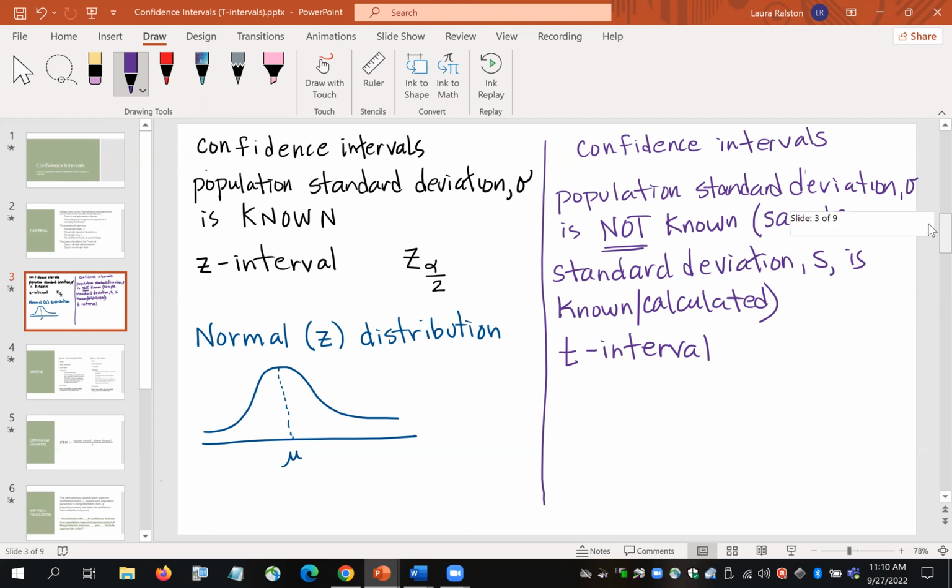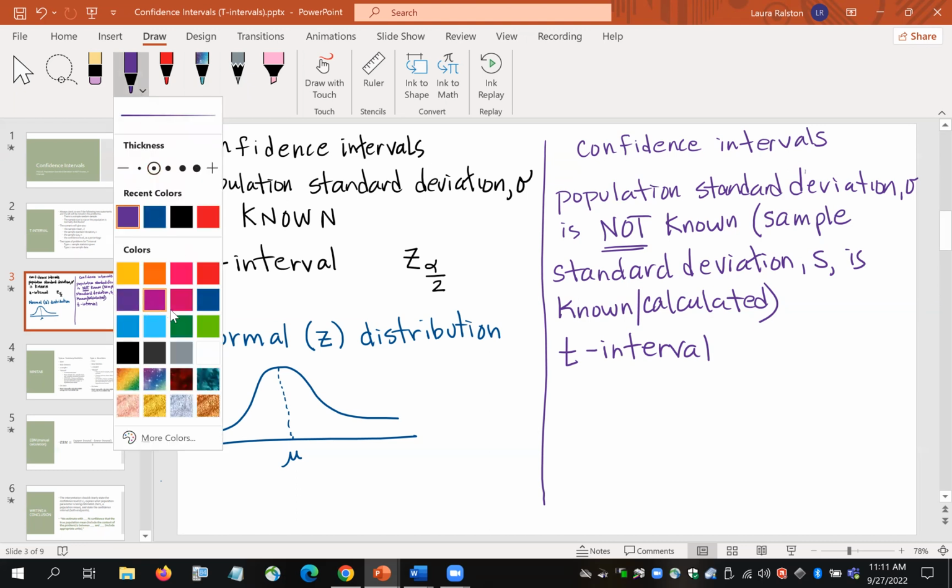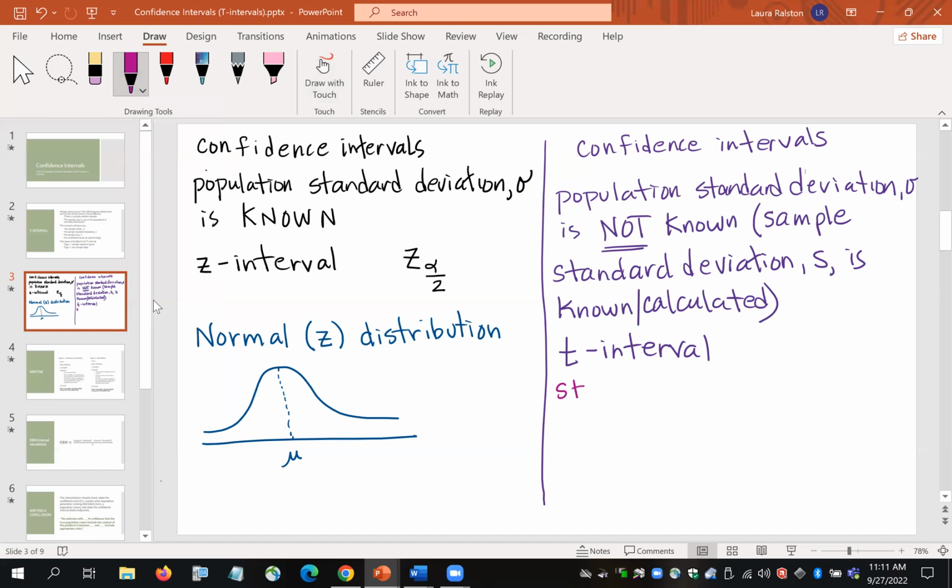And the T interval is based on a different distribution. It is based on what is called the student's T distribution. And we talk about these two distributions in Stat 1401, but you may not recall, but let me draw this and I want to be very intentional about it.